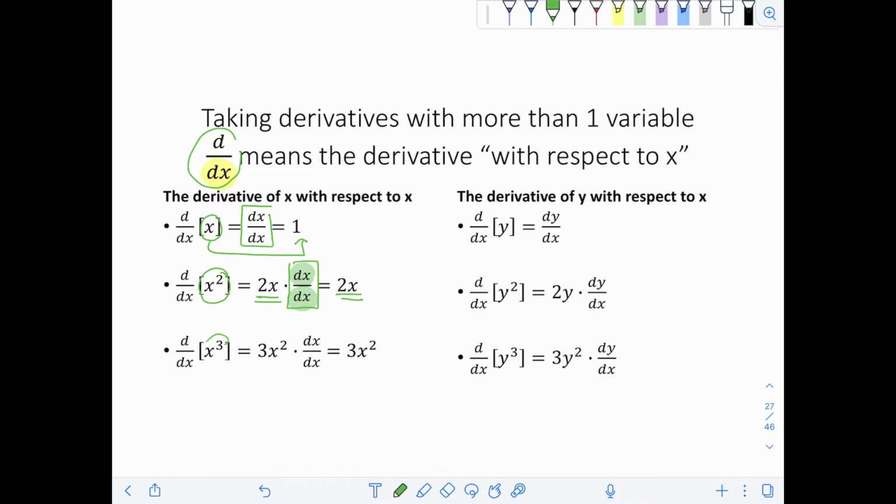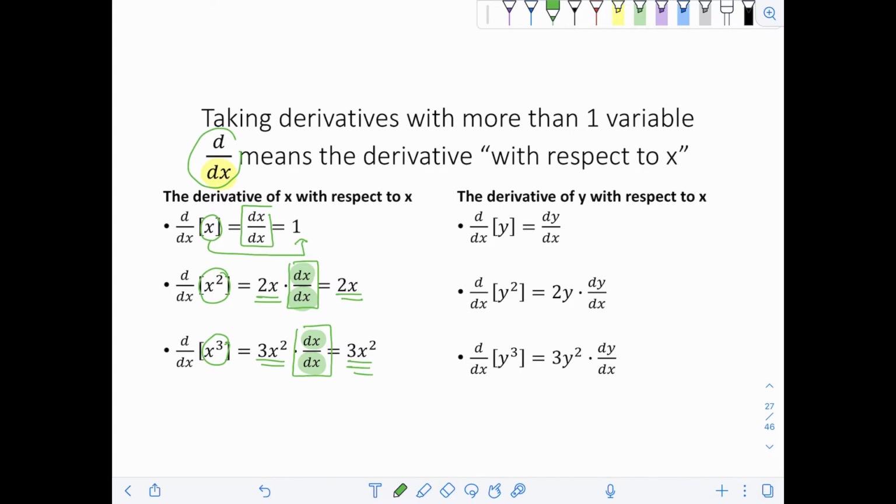Same thing for x cubed. If we use the power rule here, that's 3x squared. But if we consider this idea that we're taking the derivative of x with respect to x, you actually multiply in this fraction, but the fraction ends up being 1. So our answer to that is just 3x squared. The thing is with y, we can't skip that part because it's not going to simplify to 1.